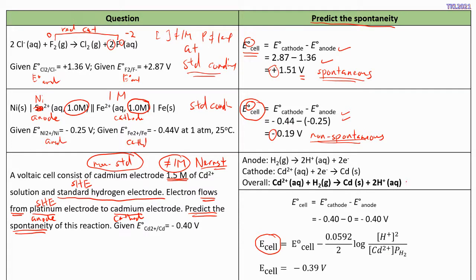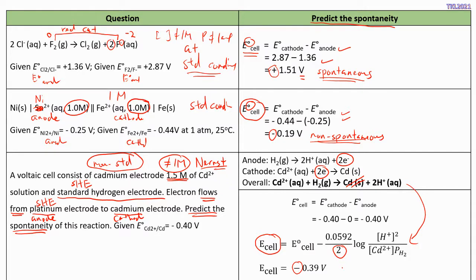Okay, as usual, you need to find the overall cell because we need to substitute into the Nernst equation, and also we need to find out the number of electrons. Okay, then after that, the calculation, you find that it is negative.